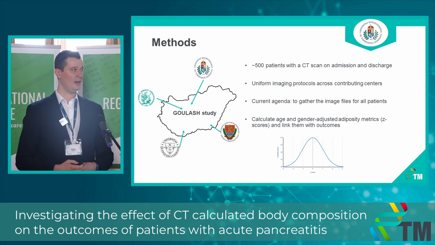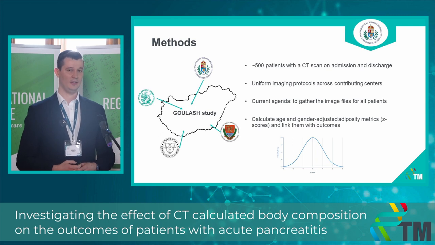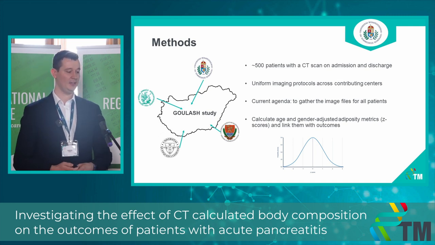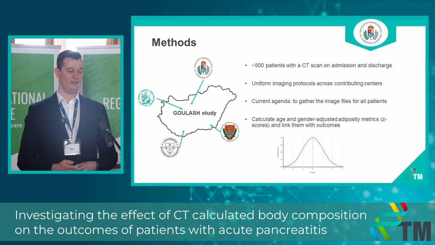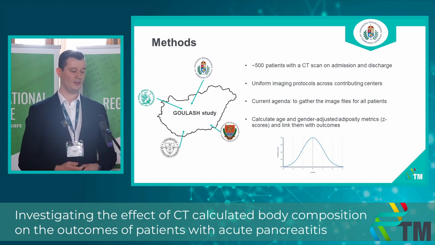There are around 500 patients with CT scan on admission and on discharge in the trial, and they have received uniform imaging. We are currently gathering the files of the patients, and we would like to calculate age and gender adjusted adiposity metrics and link them with outcomes.